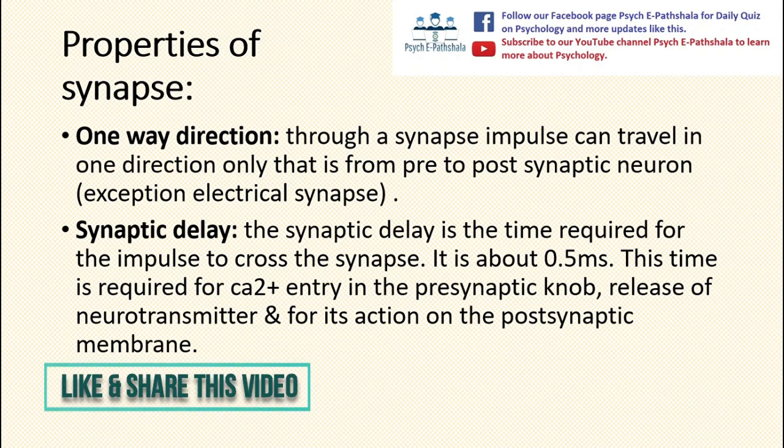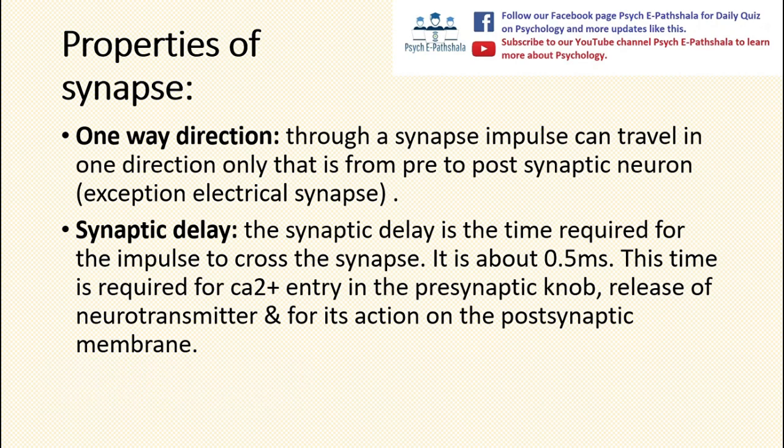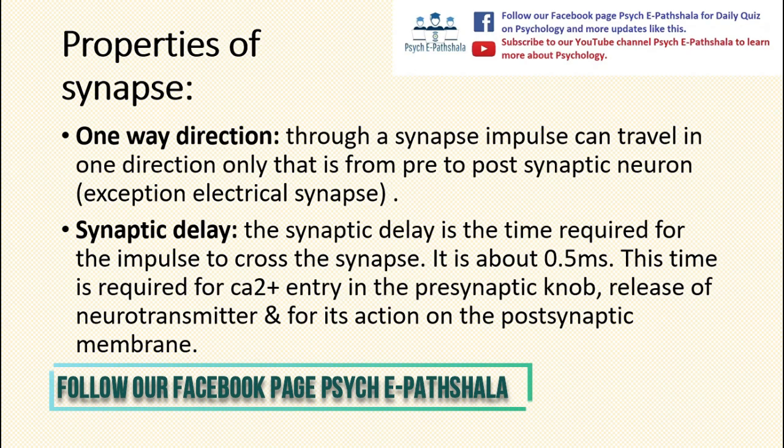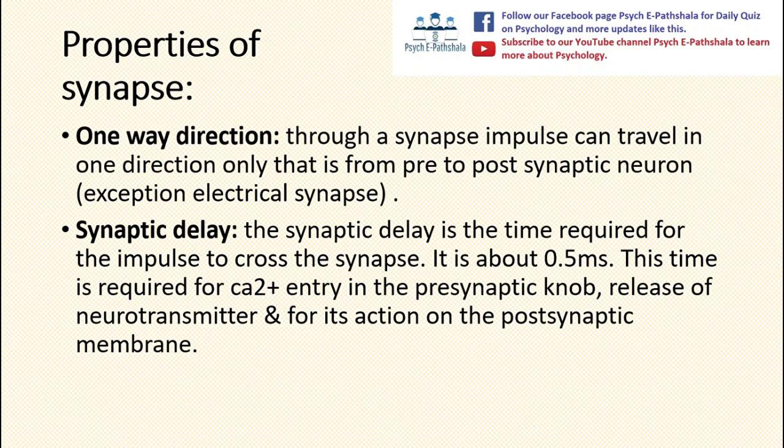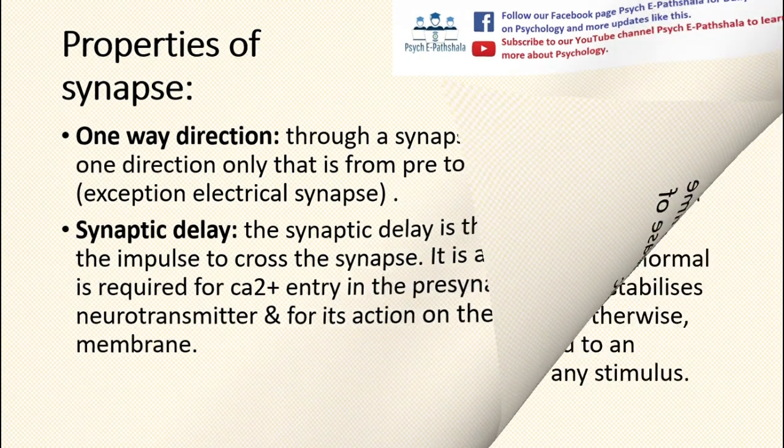The next property is synaptic delay. The synaptic delay is the time required for the impulse to cross the synapse or the synaptic cleft. It is about 0.5 millisecond. This time is required for calcium ion entry in the presynaptic knob, release of the neurotransmitter, and for its action on the postsynaptic membrane.